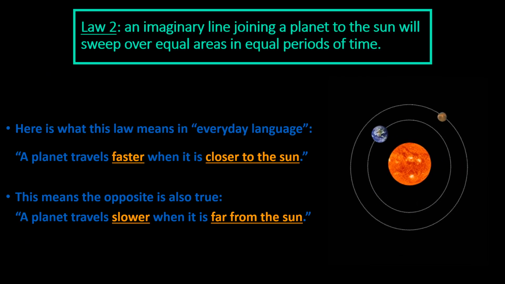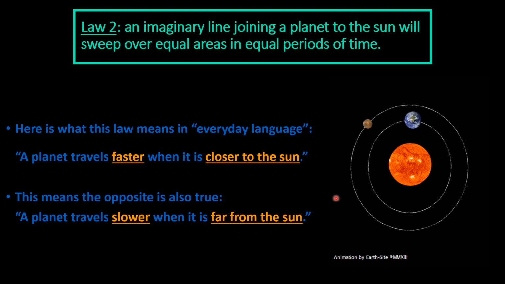Now we're going to take a look at Kepler's second law. And this is where he starts to sound like a mathematician. Law number 2 says an imaginary line joining a planet to the sun will sweep over equal areas in equal periods of time. Now, if we put this into everyday language, it's a lot easier. This simply means a planet's going to travel faster when it's closer to the sun, and it's going to travel slower when it's farther away.